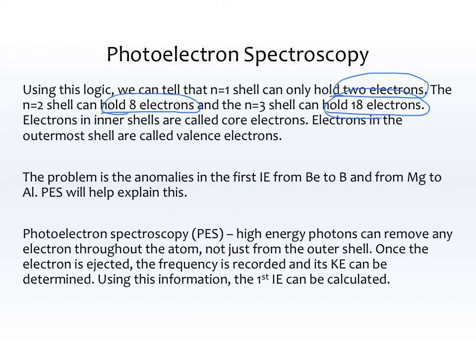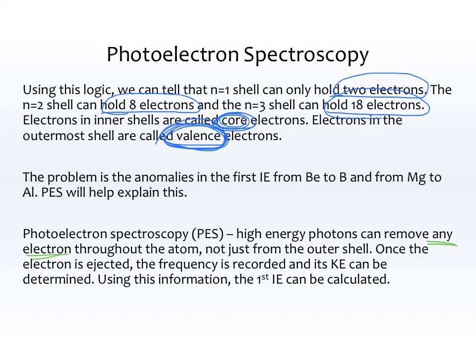Electrons in the inner shells are called core electrons. Electrons in the outermost shell are called valence electrons. You do need to be familiar with those terms. So the problem is the anomalies within the first ionization energy, from beryllium to boron and from magnesium to aluminum. So we're going to use photoelectron spectroscopy to help explain this. Photoelectron spectroscopy is a process by which high-energy photons can remove any electron throughout the atom, not just from the outer shell.